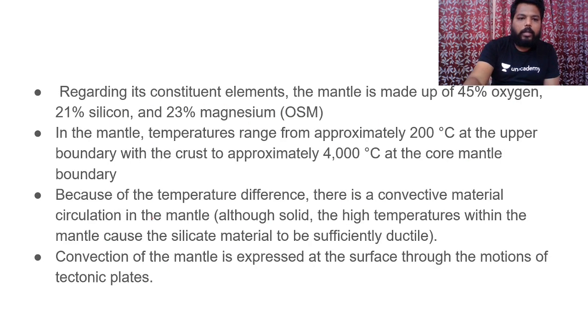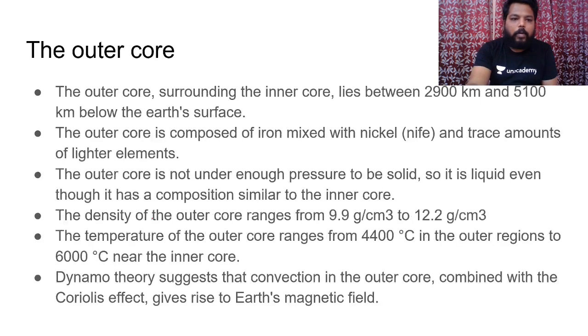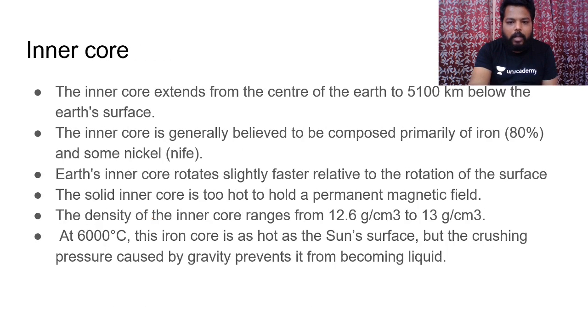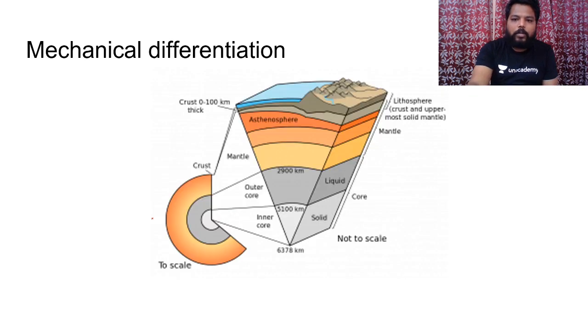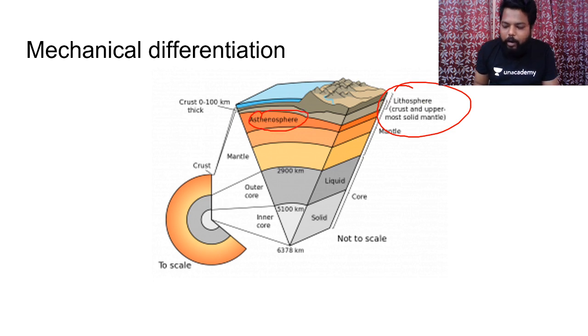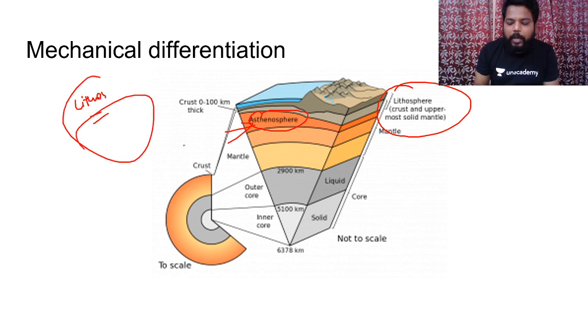Clear. So please try to read these things about the outer core and inner core. These are some of the factual information which is very much required. As I've said, try to remember the mechanical differentiation every time. The lithosphere, asthenosphere, these kinds of key terms would 100% be coming in your upcoming theories. Most of the time we would be using these terms, lithosphere and asthenosphere. So please be aware of these key statements.